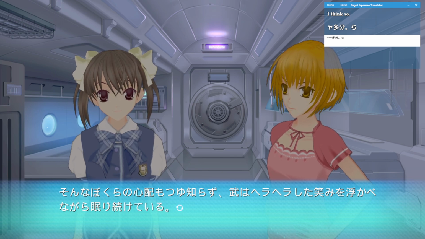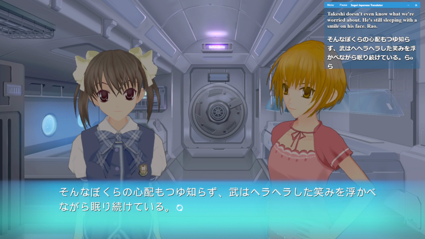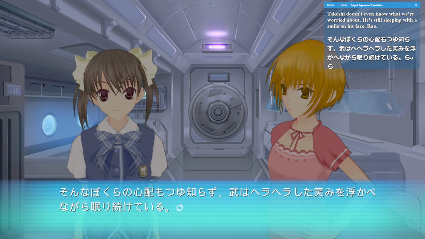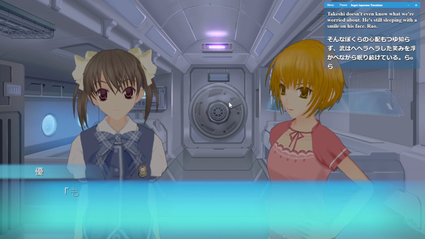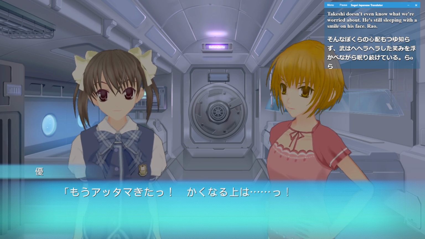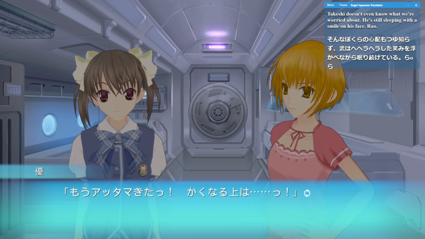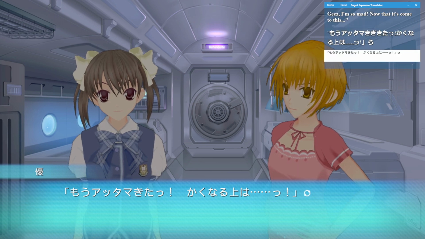Come on. Takeshi doesn't even know what we were worried about. He's still sleeping with a smile on his face. Or he could be pretending to sleep. Remember, he's acting, so he might be pretending to be asleep and not really be. Geez, I'm so mad. Now that it's come to this.